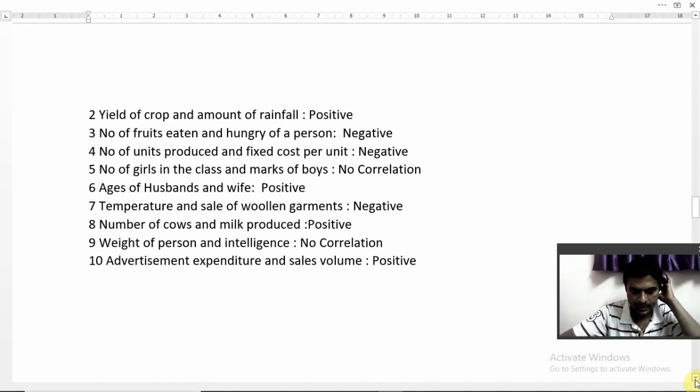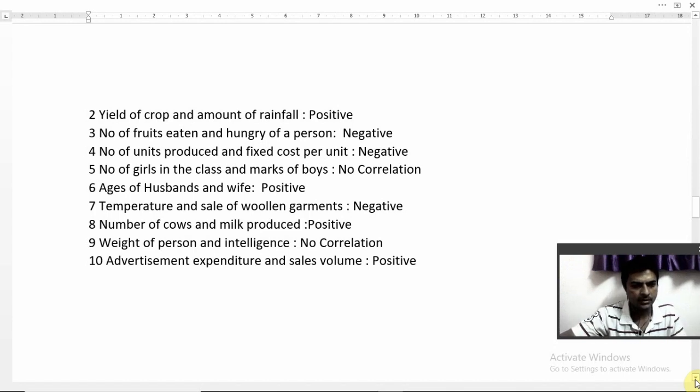It is also negative, meaning you have used some electricity and units have increased. If the units of electricity at your home increase, look at the electric bill: the fixed cost will not increase. They have a fixed cost per unit, so the cost is fixed. So this is not a negative correlation.